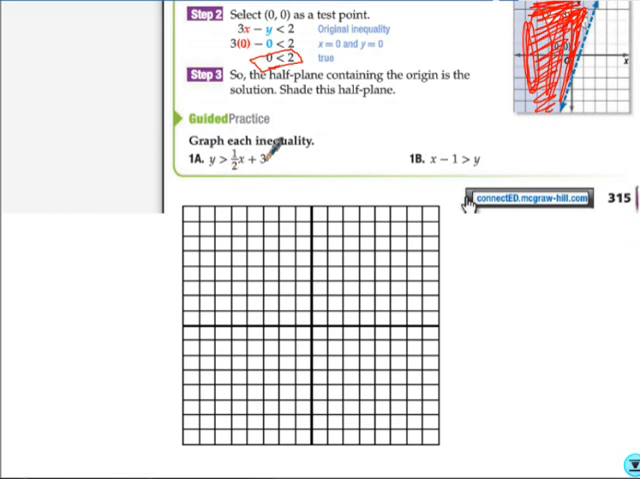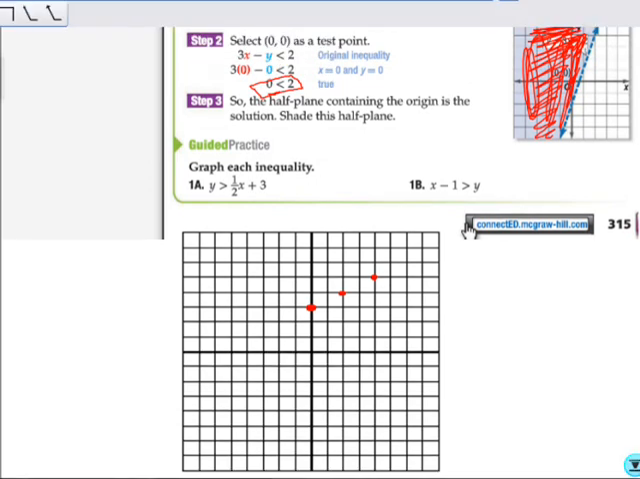So first, let's graph the line. We have the y-intercept is 3. The slope is up 1 over 2, rise over run. So here's our line. I noticed that it's just greater than. It's not greater than or equal to, so my line is going to be dashed. So let's see. That is slightly off. That's better. All right, so there's that.